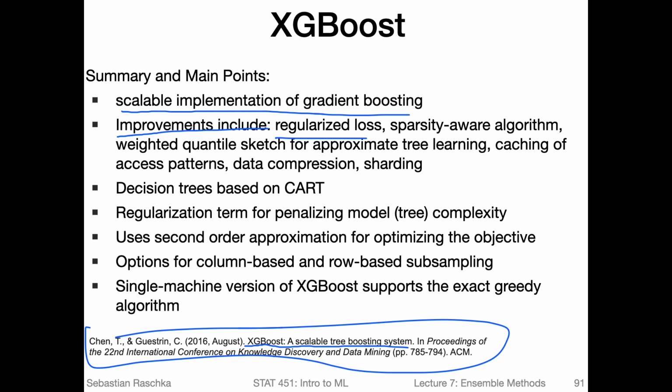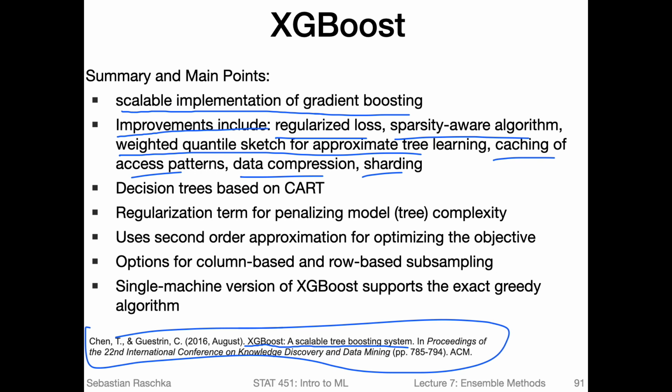For example, they use a regularized loss. They have an imputation technique for dealing with missing features. They have some approximation for the tree learning, which they call weighted quantile sketch. They do some caching also, data compressing and sharding. That means also splitting things across different machines.